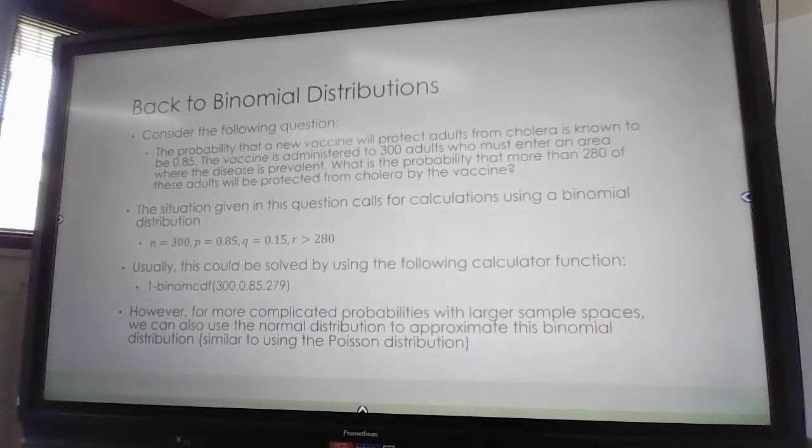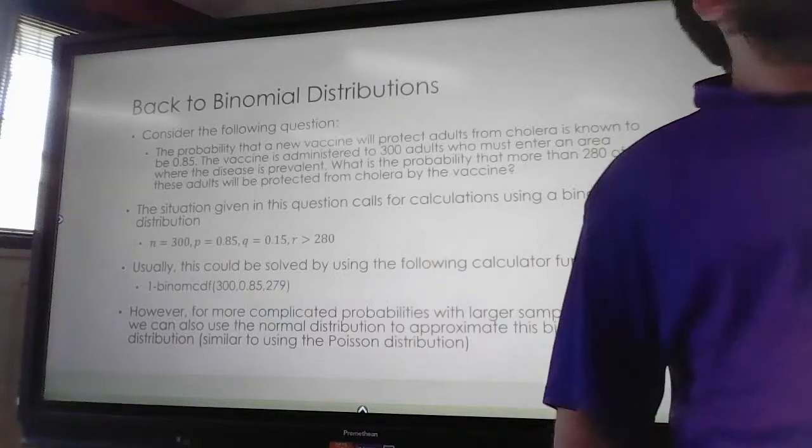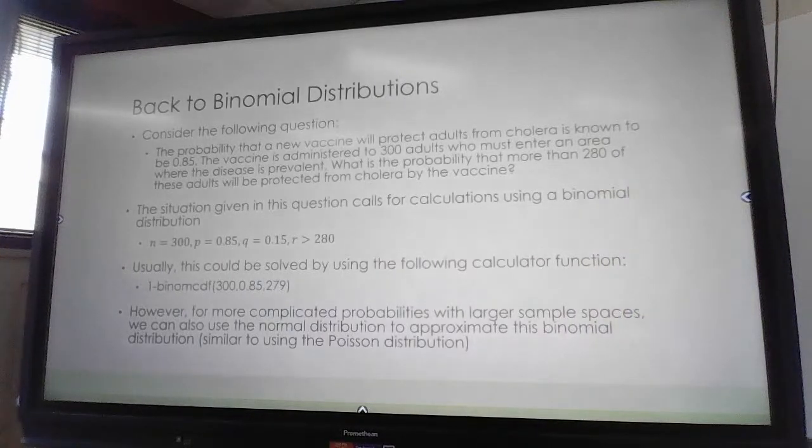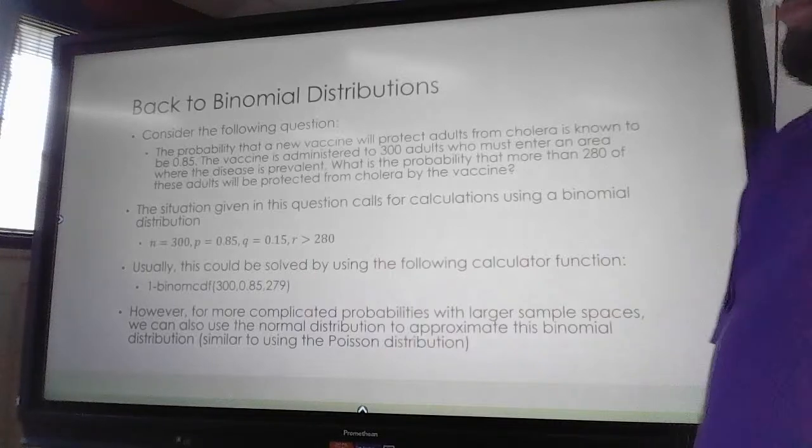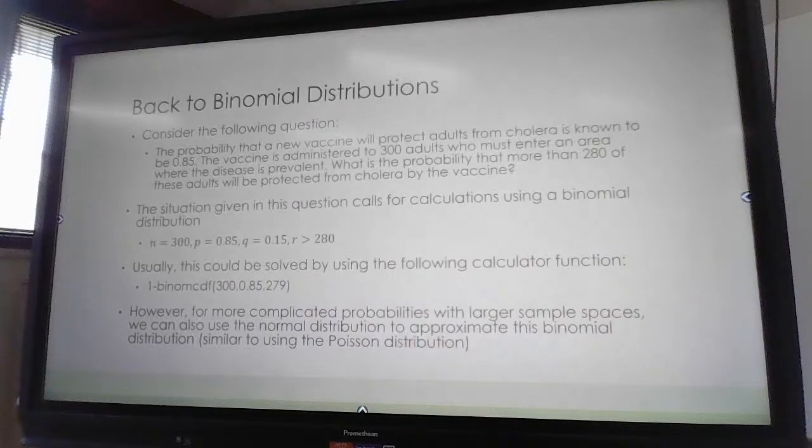Now, the larger our sample size is, we can also use a normal distribution to approximate the binomial distribution. Very similar to how we did the Poisson distribution. Remember, when we use a Poisson distribution to approximate the binomial, remember the criteria for that: our value for n had to be at least 100, and the mean of that distribution had to be less than 10.